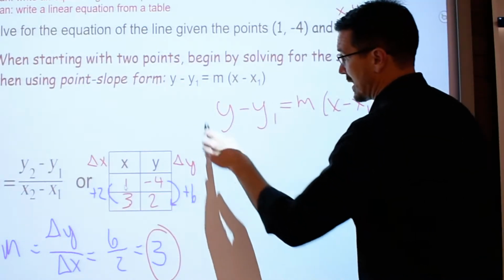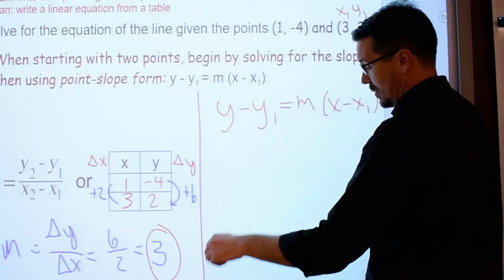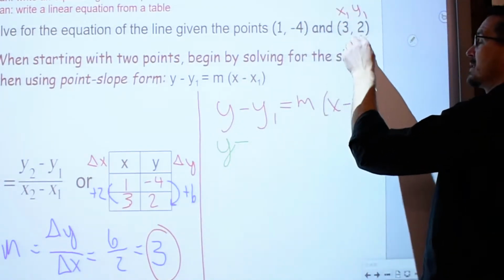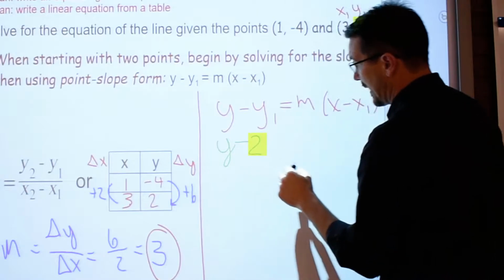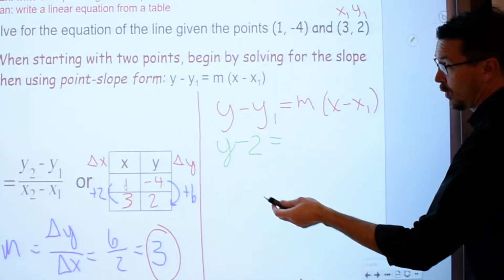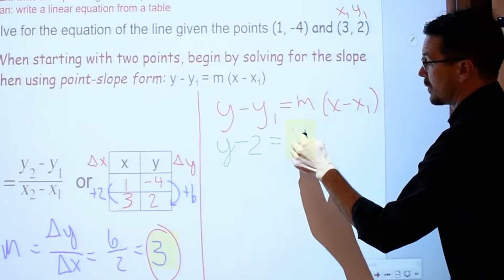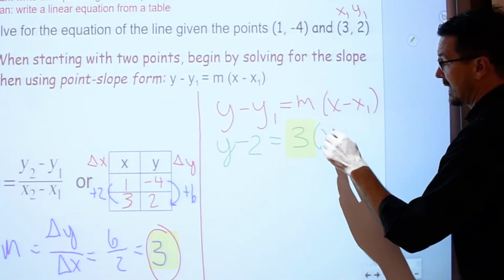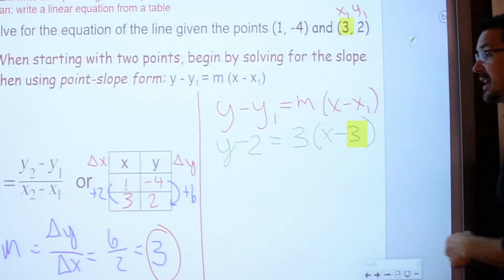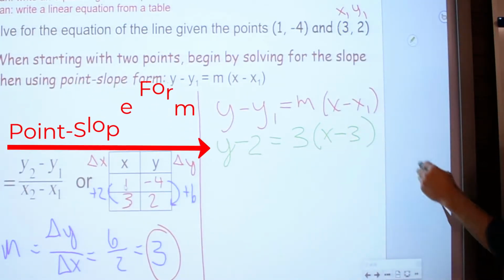And so I'm just going to go straight into this problem here, and I'll substitute. I'll go y minus, and now I look at the y1, it's 2. So it'll be minus 2 equals m, which we just found out by doing the slope formula, or the rate of change, we found was 3, parentheses x, minus, and now I look at my x1, it's 3, so I don't have to change these signs. And now that's in point-slope form. If that's all they needed, you'd be good.